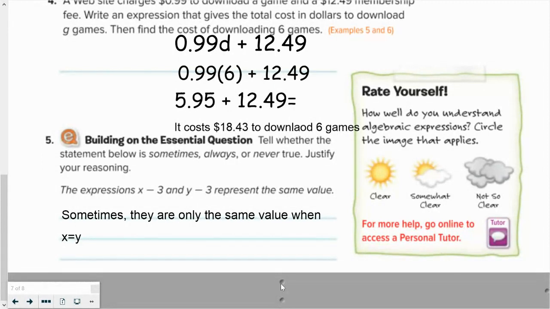Alrighty, so that is it for our lesson. So you have everything filled in, ready and confident. Check back with your teacher's page on Google Classroom to see what your actual homework is. It should, I believe, be out of the textbook, but check on there to see what your actual problem numbers are.